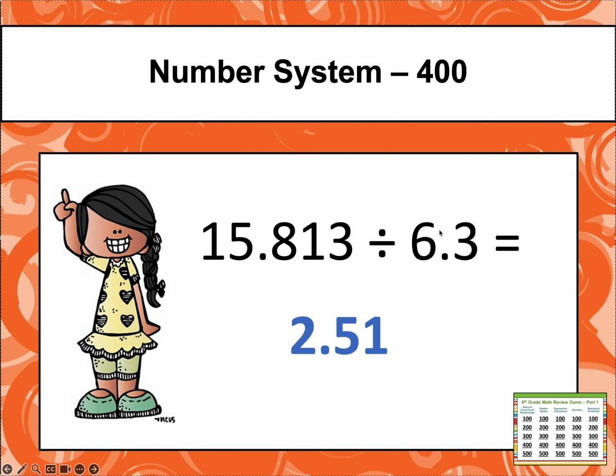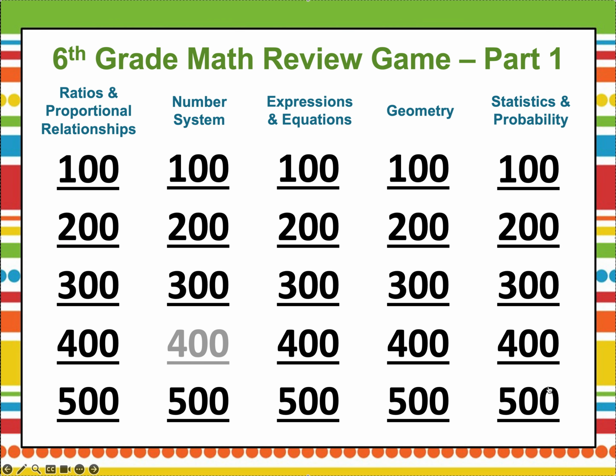So you have the question, you've got the answer, you've assigned your points, and then you're going to click down here, which is where you go back to the game board. When you do, you see that number system is grayed out. That tells us we've already answered that question. We can choose another one.